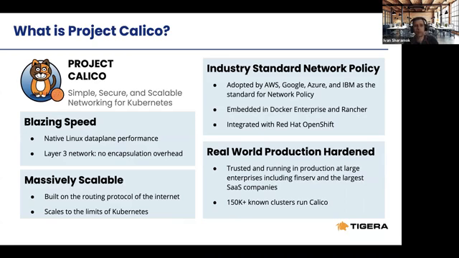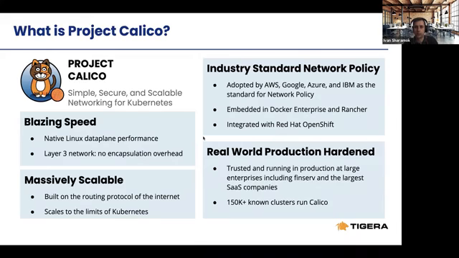For networking setup, we use BGP to configure the routing between the nodes. So that allows us to scale to the limits of Kubernetes. And the policy engine that Calico provides has been recognized by the industry and has been adopted by pretty much all the major players in the Kubernetes domain, like cloud providers and their managed offerings, AWS, Google, Azure, IBM, some packaged solutions like Docker Enterprise and Rancher, and integrated with OpenShift.